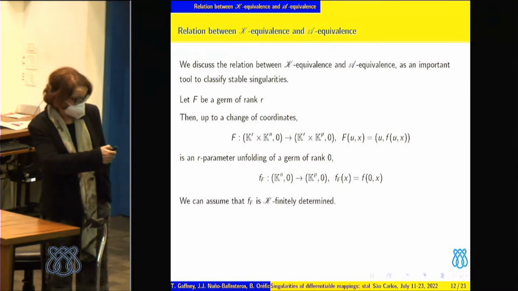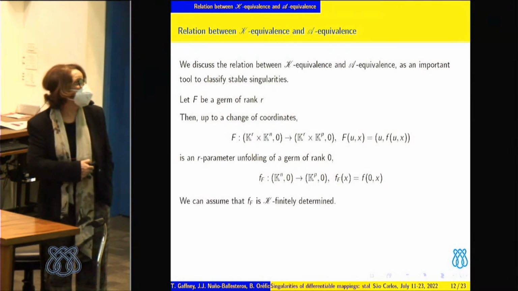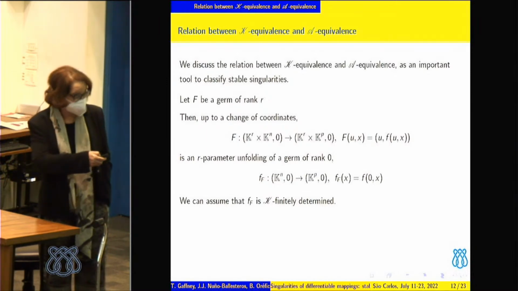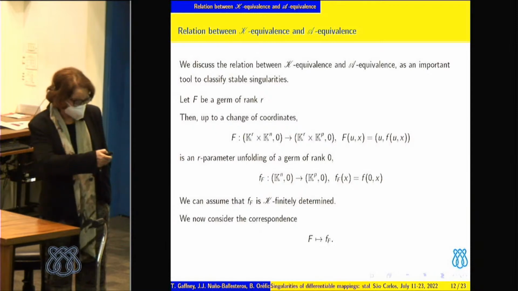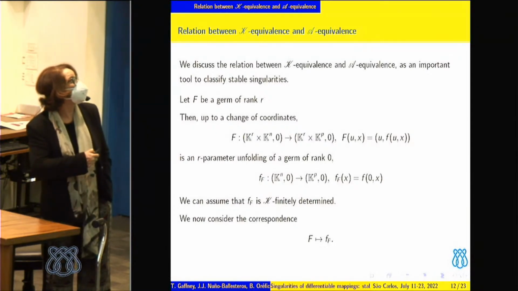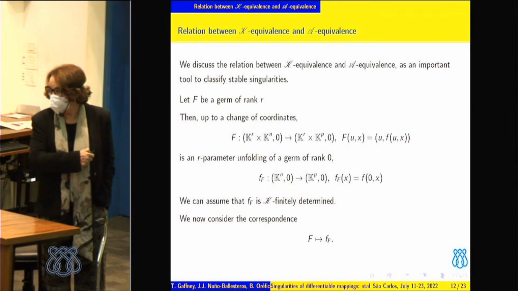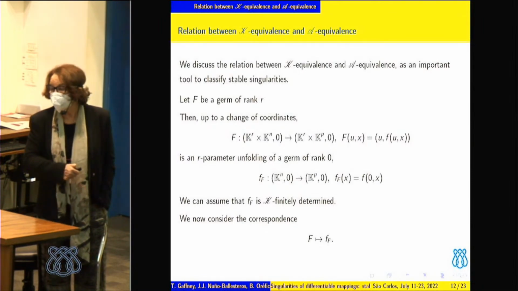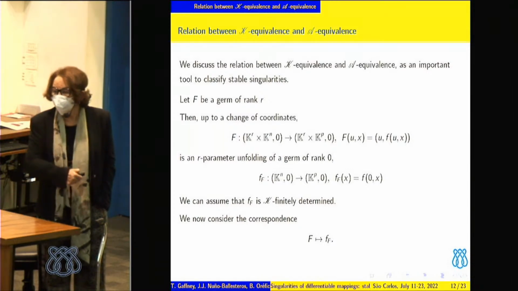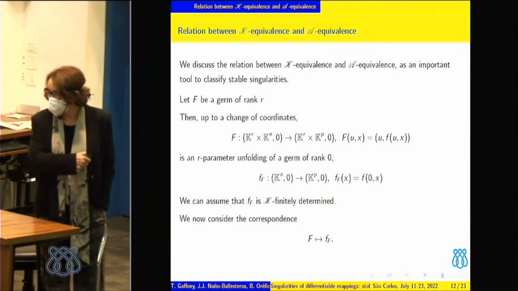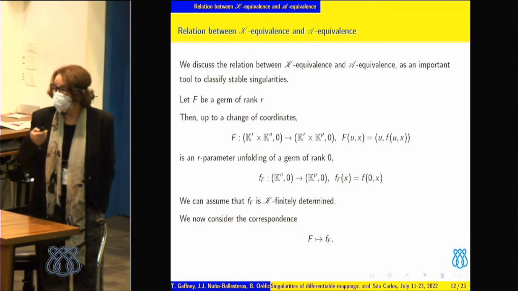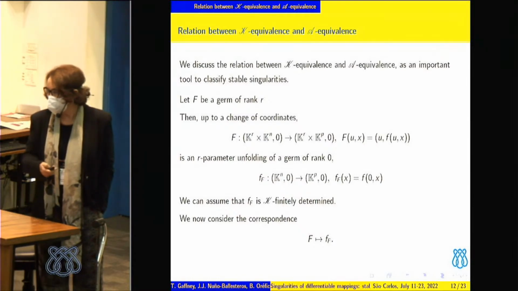And of course, we will assume that little f is K-finitely determinate. What I'm saying here is that given any germ of rank R, I can associate to it the germ f that is unfolded by big F. So I want to understand this correspondence in more detail.